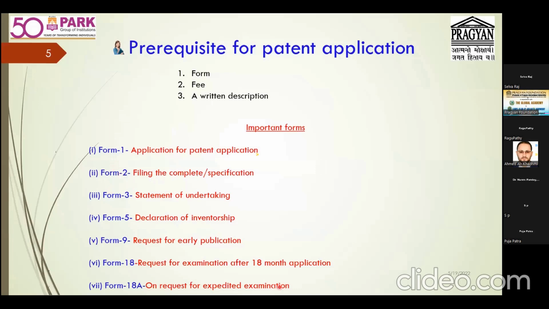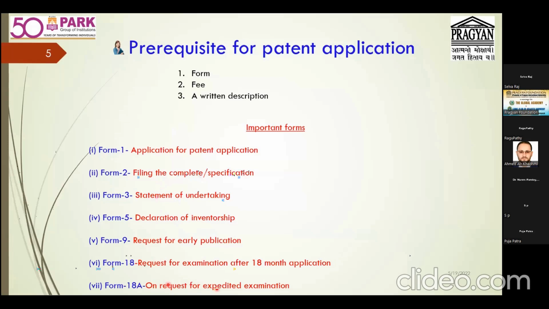When we talk about form 1, we always go for it for a patent application. Form number 2 is for filing the complete specification. I'm going to give a particular talk on this topic, how to go for the specification. Form number 3 is the statement of undertaking, form number 5 is the declaration of inventorship, form number 9 is a request for early publication, form number 18 is a request for examination, and form number 18A is a request for expedited examination.